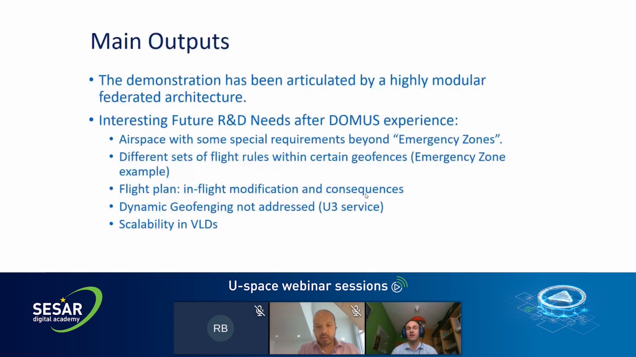Dynamic geofencing wasn't addressed in Domus, and it's a U3 service. And it's important the update of tactical situational awareness directly into the drone. And of course, scalability in this very large demonstration: how U-space projects did with hundreds of thousands of drones. That is something important to take into consideration.